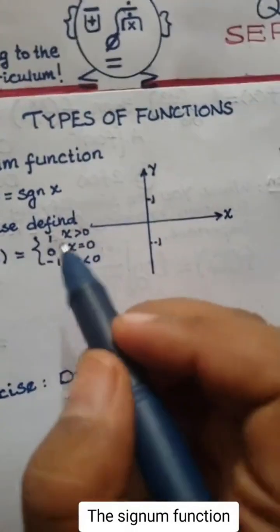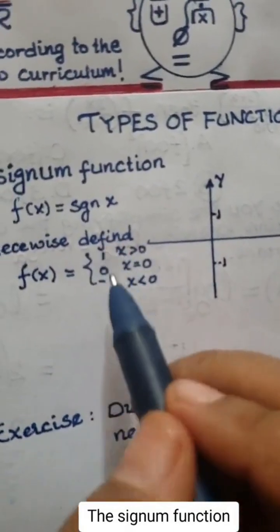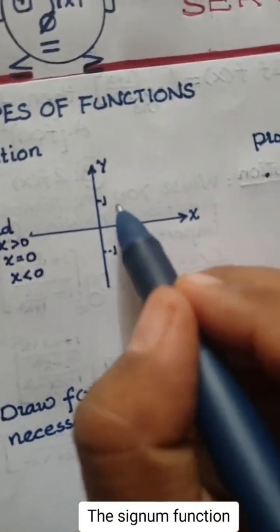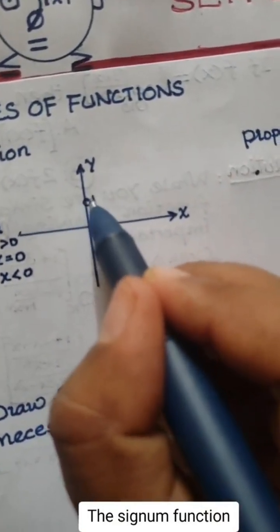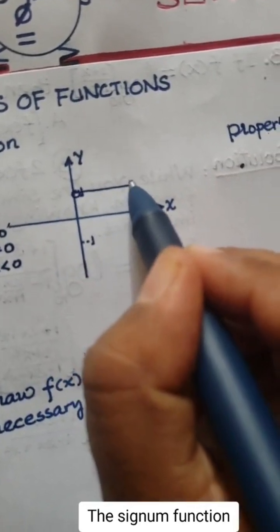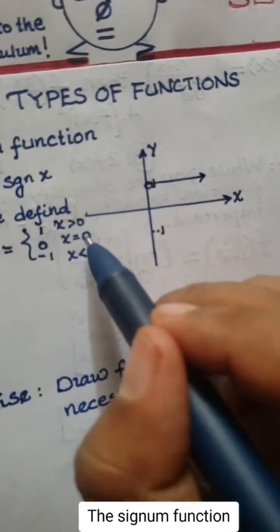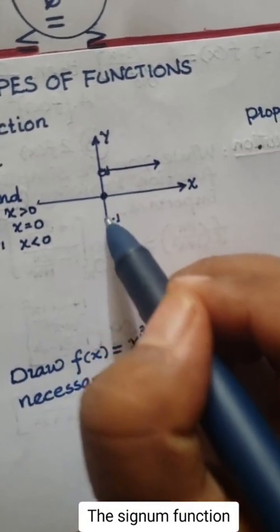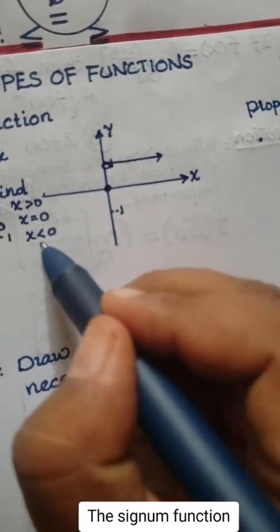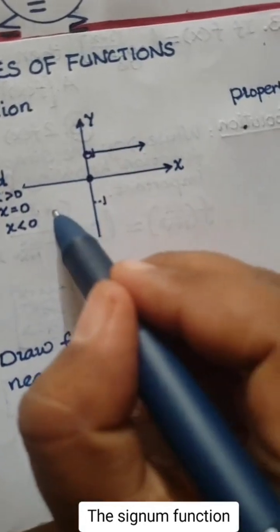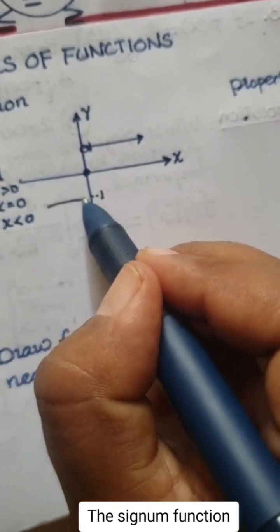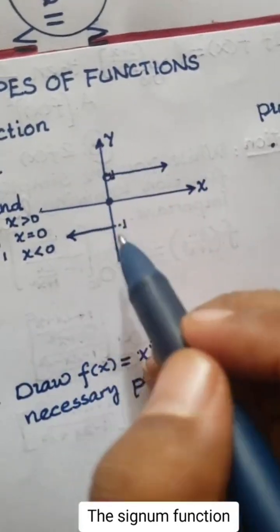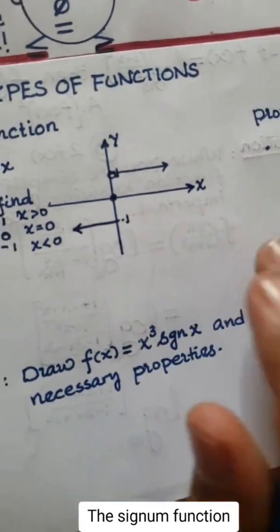Now, coming to the graphical representation of the signum function. From these components, you can clearly understand that the range is 1 for every positive domain, means it's a line parallel to the x-axis. Just like this at negative 1. And 0 is a dot at the origin. This is another component of the graph. And the other one is y equals negative 1 for every negative domain. So this is the graph of the signum function.